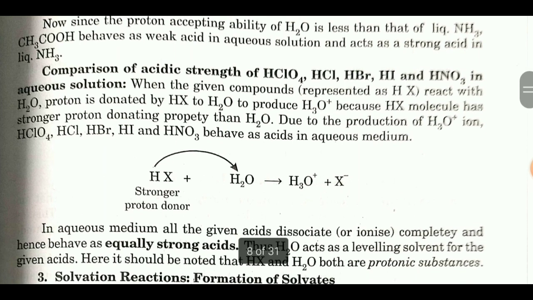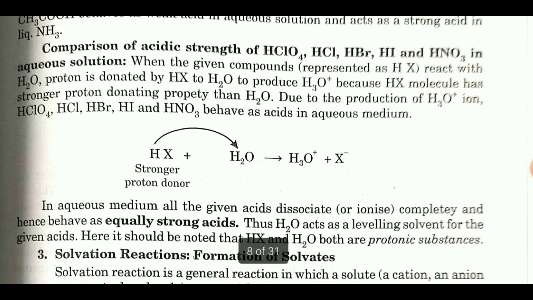Comparison of acidic strength of HClO4, HCl, HBr, HI and HNO3 in aqueous solutions. When the given compounds, represented as HX, react with H2O, a proton is donated by HX to H2O to produce H3O+, because HX molecules have stronger proton donating property than H2O. Due to the production of H3O+ ion, HClO4, HCl, HBr, HI and HNO3 behave as acids in aqueous medium.